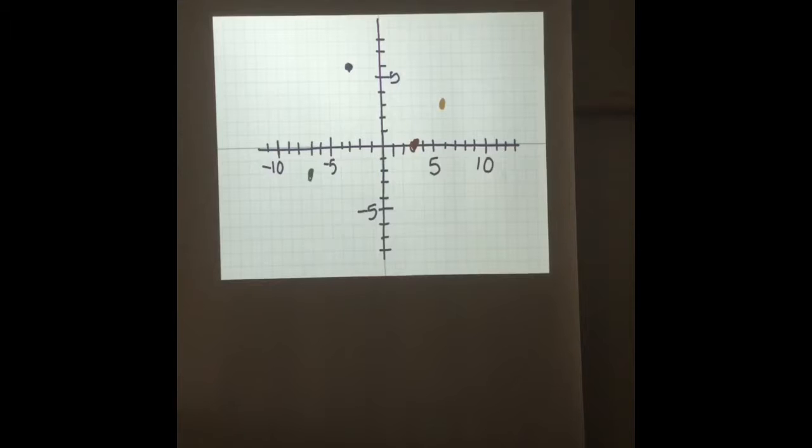As you see, I've drawn out another coordinate plane. Let's take a look at our yellow, purple, green, and red dots.